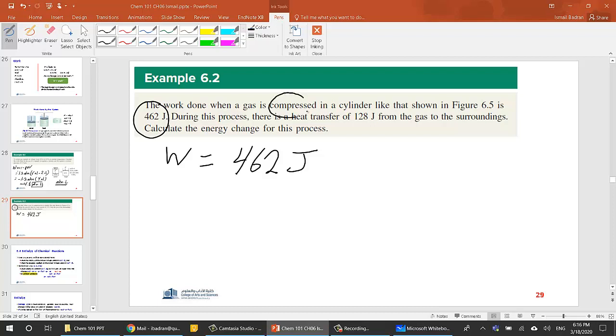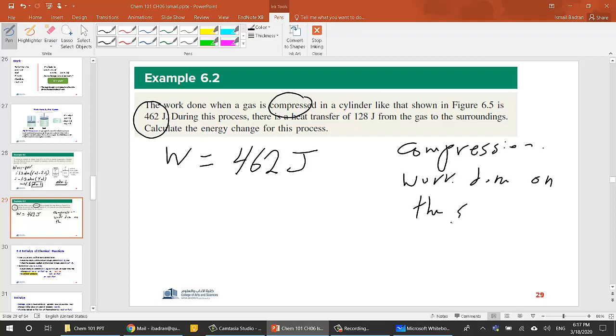This is compression. When the gas is compressed, the gas does not compress by itself. Somebody has to compress it, and therefore compression is work done on the system. So we have work done on the system, and therefore it's positive. So we leave this number as positive. And actually, I would like you to put a plus here to reinforce the idea that you understand this is compression.